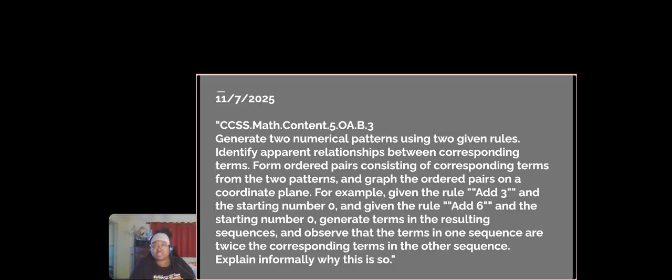Pretty much this objective is going to give 2 rules. So we're going to start with a number. We're going to have a rule that we need to apply to that starting number. We're going to go out a specified number of terms. Then we're going to do the same thing with a second rule. After that, we're going to figure out the ordered pairs, graph them, and then see if we can interpret something from what we see on the graph. In this example, we see that one was twice as much as the other. So let's give this a try and let's look at a problem.